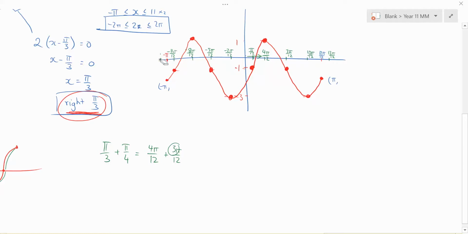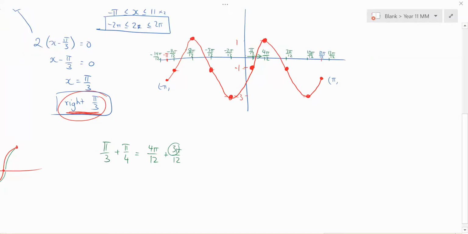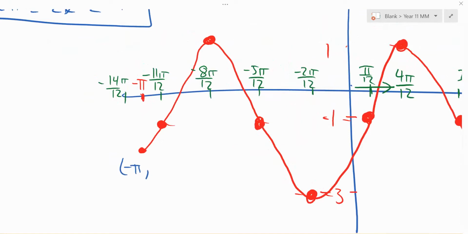You don't need the 14 pi. Oh no, how do I? Maybe I'll just zoom in a bit, and I'm going to delete that 14. There you go.